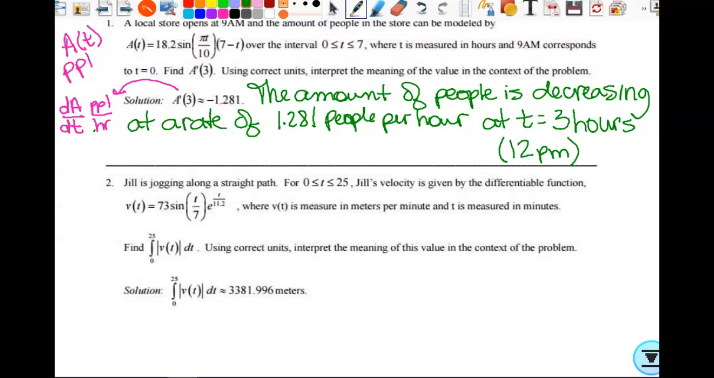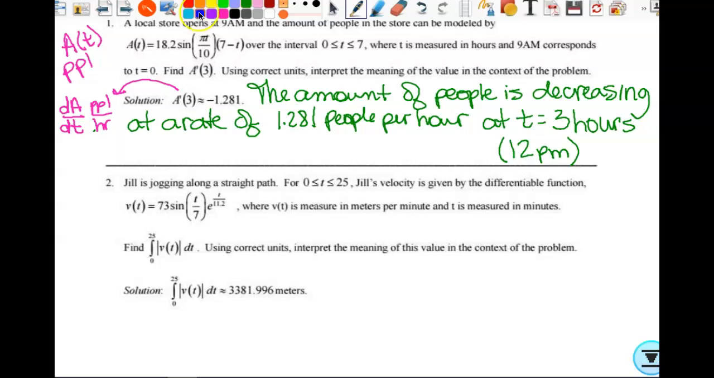Okay, so let me make sure I got everything. Yep. So we have the amount of people is decreasing at a rate of, here's our rate, at t equals 3 hours. We good on all that? What questions we got? Okay.